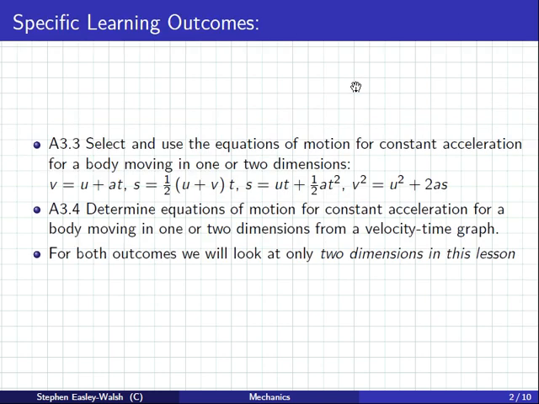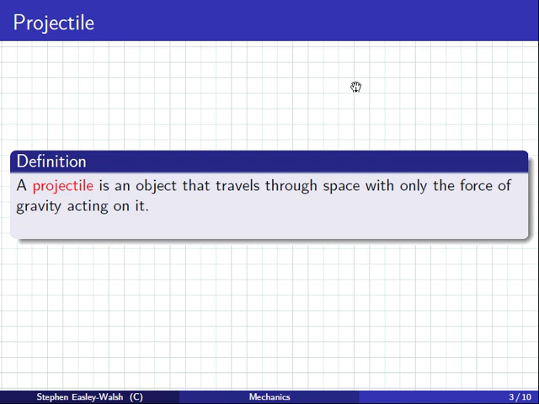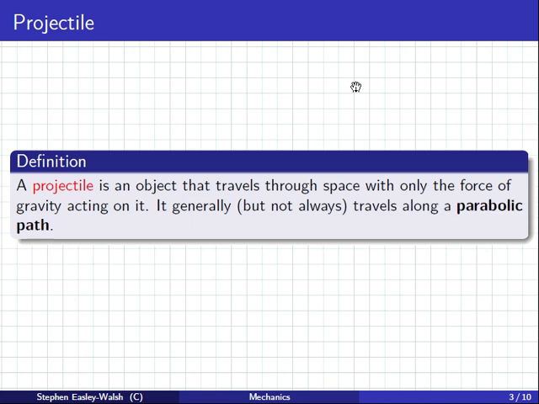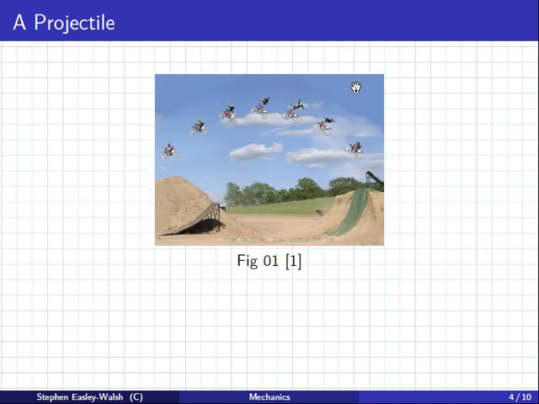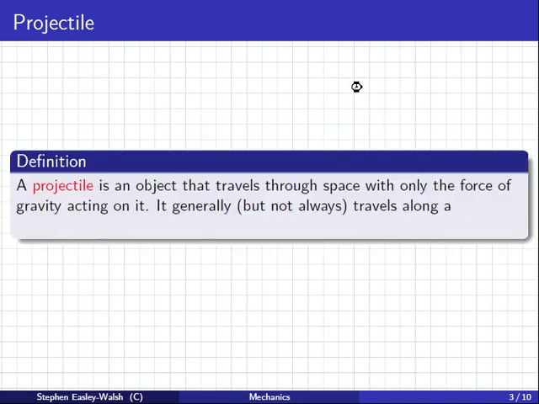Okay. So anyways, first we'll start with the definition of a projectile. A projectile is an object that travels through space with only the force of gravity on it. No other forces. Now we know in real life there will be other forces on it like drag, wind, and so forth. It generally, but not always, travels along a parabolic path. I don't really think you need that, but the first definition should be enough, or the first sentence.